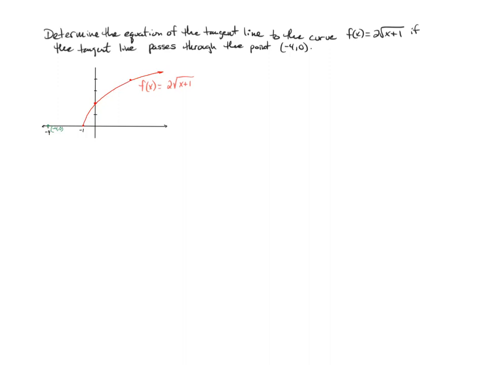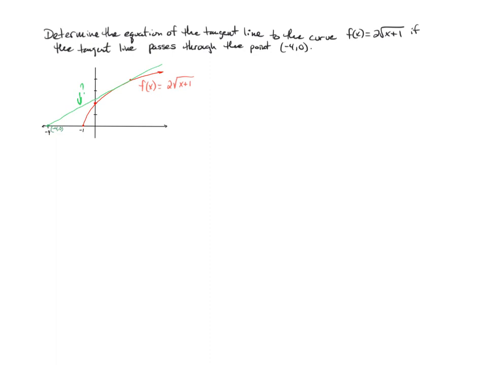However, the point negative 4, 0 is over here. So if you could imagine a tangent line to this curve that would have to go through this point, it has to look something like this. It's going to shoot out that way. So the question is, what's the equation of this line? That's a little bit of a daunting question, but we know a few things.